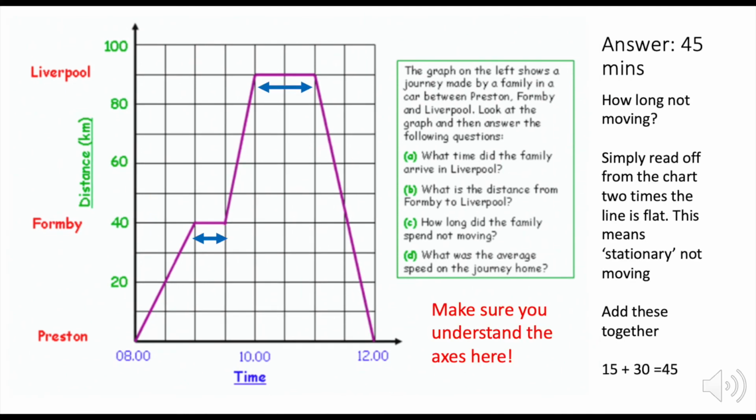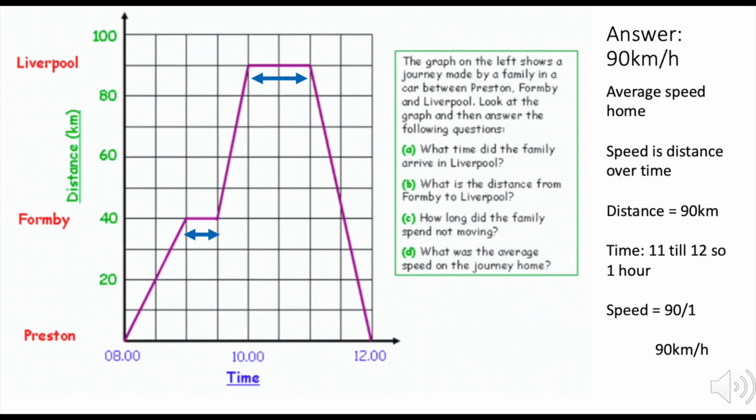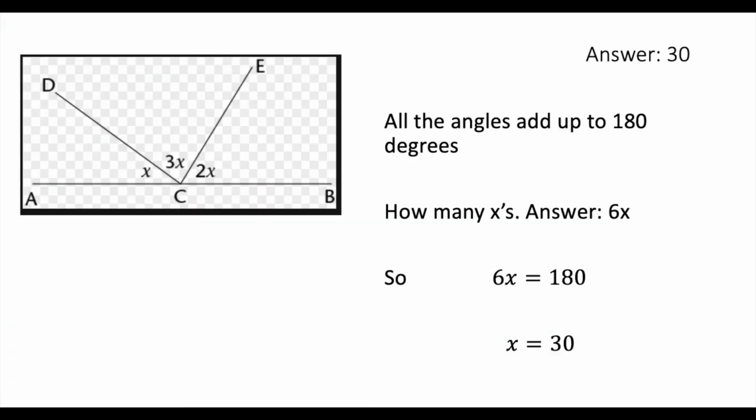Now, the rest points, this is where they stayed still. Stationary points are the flat points, so you just have to add those two. Make sure your units are correct, 45 minutes. And then finally, the speed. As we did earlier, it's distance over time. So you can see the distance is 90 and it's 60 minutes or an hour. So it's 90 over 1, 90 kilometres per hour.